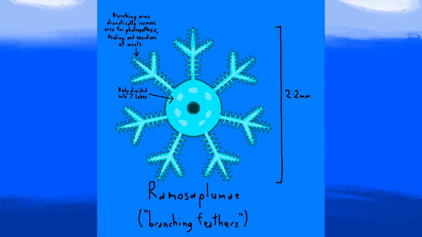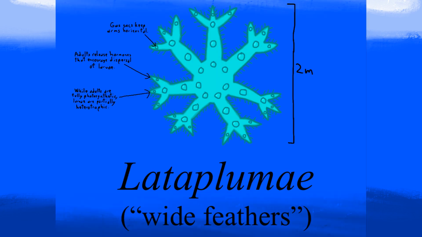As for the Ramosa plume, about 20 million years after its inception, it produced a wholly photosynthetic derivative, Lataplume. Lataplumes have evolved gas sacs that keep them buoyant and horizontal to their body. This has not only allowed for more effective photosynthesis, but also keeps their gametes from getting entangled in their arms.